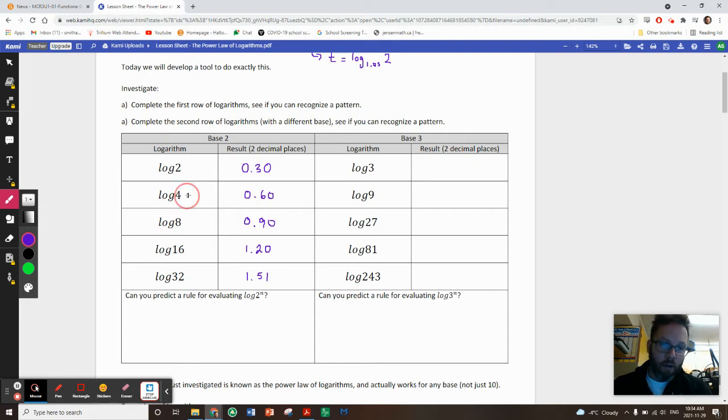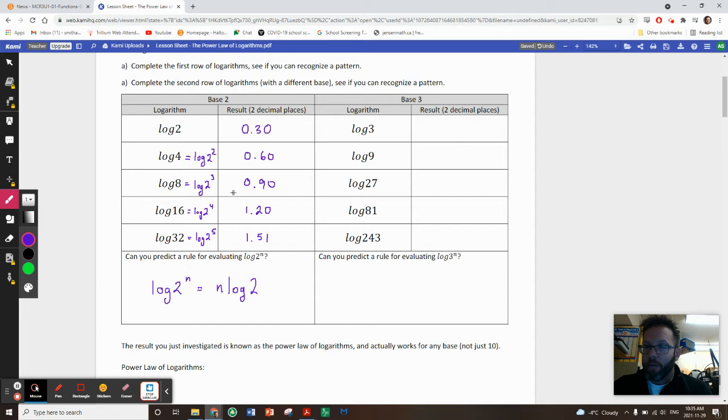And each of these was just a bigger power of 2. 8 is 2 cubed. 16 is 2 to the power of 4. 32, 2 to the power of 5. And it looks like the log of these different powers of 2 is equal to whatever that exponent is, n, times the log of 2. It appears that way, right? Log of 2 squared was 2 times log 2. The log of 32, 2 to the power of 5, was about 5 times log 2.